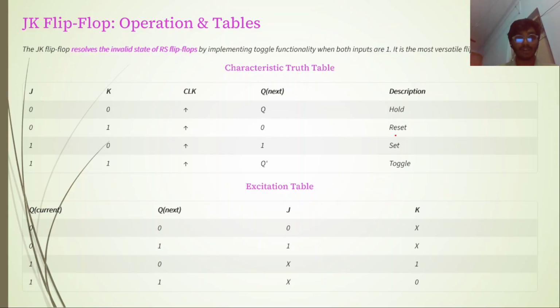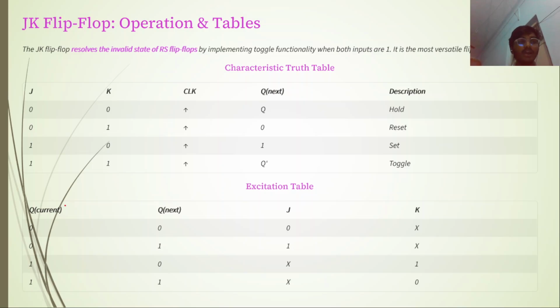It becomes reset. Then J equal to 1 and K equal to 0, the next state is 1. It becomes set. When both are 1, 1, then it gives Q bar, toggle, the reverse of the present output.